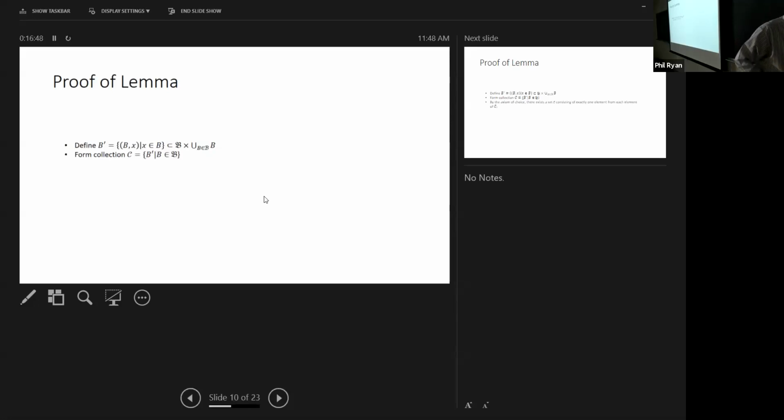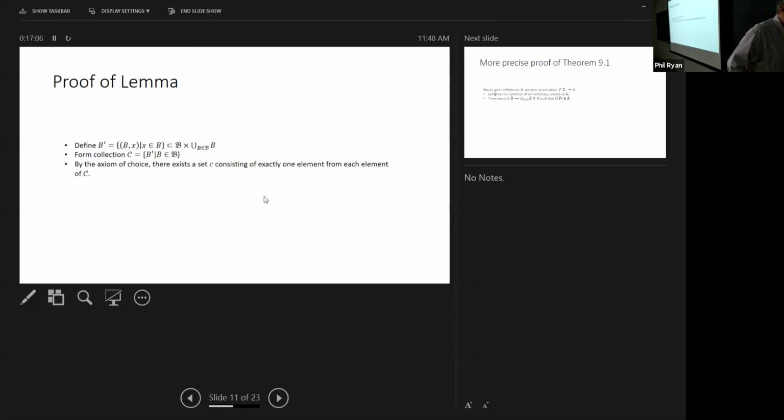So let's just form the collection then of all these possible B primes. And this is a collection of disjoint non-empty subsets. So that means we can use the axiom of choice on C. So what we have by the axiom of choice is a set C consisting of exactly one element from each element of our collection C.